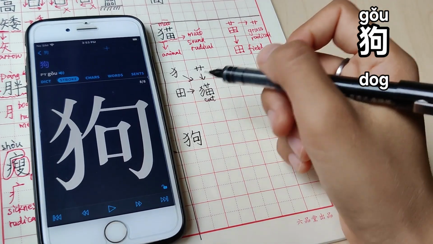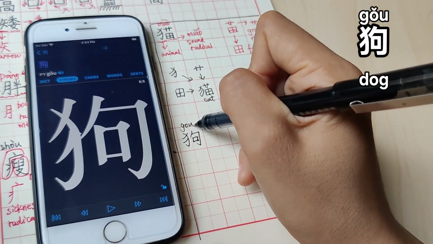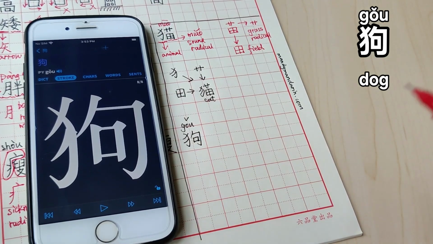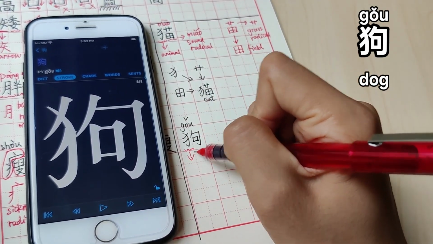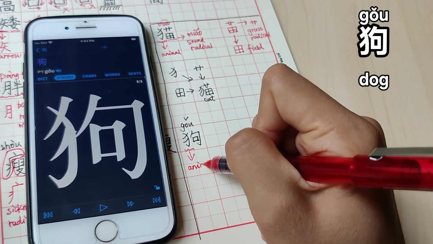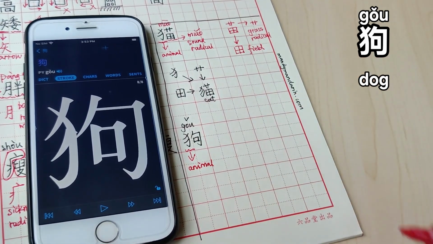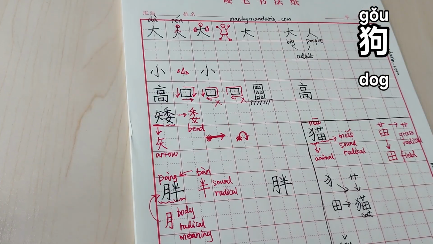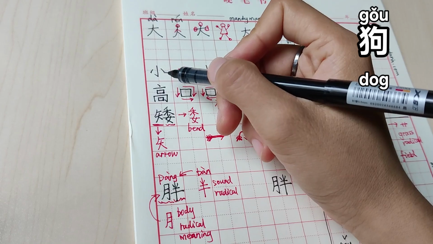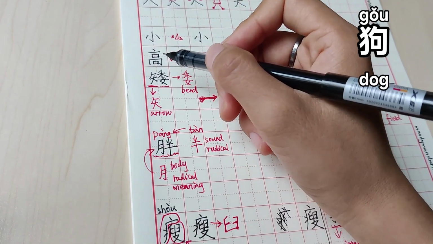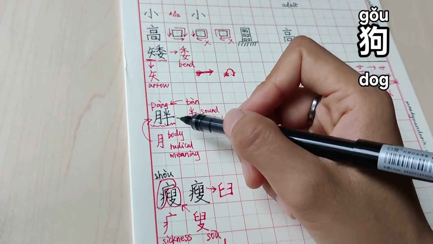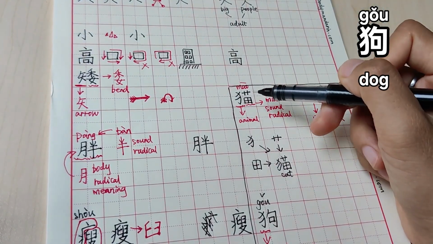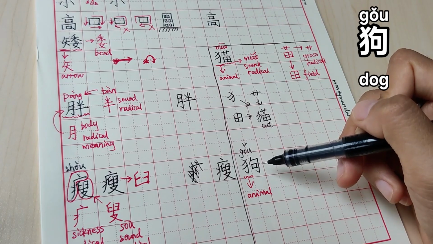Yes, that is gou, for dog. And same, we have the animal radical here. Animal radical. Okay, so now we have some adjectives. We have 大 for big, 小 for small, 高 for tall, 矮 for short, 胖 for fat, and 瘦 for skinny. And then we have 猫 for cat and 狗 for dog.